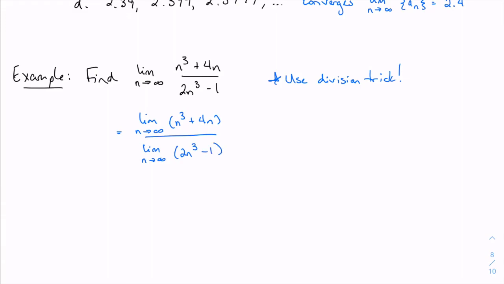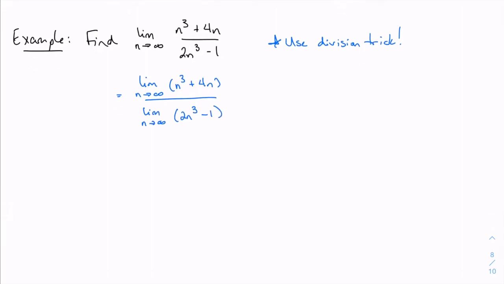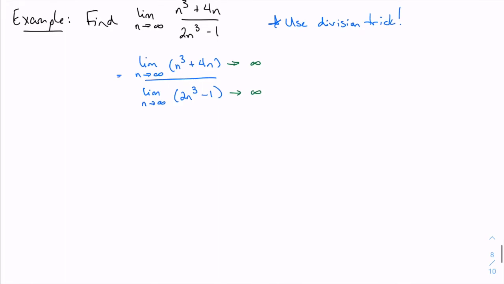And now I can use my division trick, because right now, if I were to just plug in increasingly larger terms forever and ever and ever, both of my functions would approach infinity. Right? Both my numerator and my denominator would approach infinity. So I need to simplify this. I need to change something about this, and this is where the division trick comes into play. Divide by the highest power of n on both numerator and denominator. So for the numerator, that's n cubed. So I'll get 1 plus 4 over n squared.